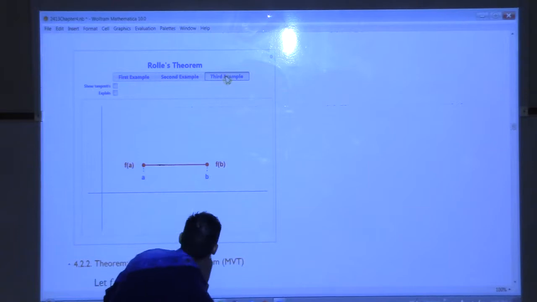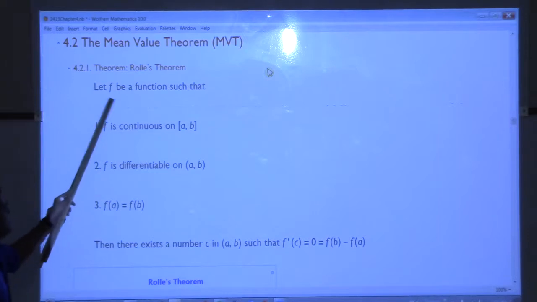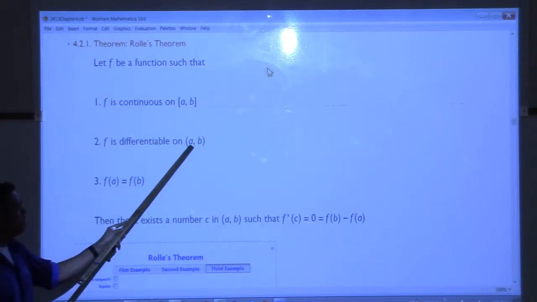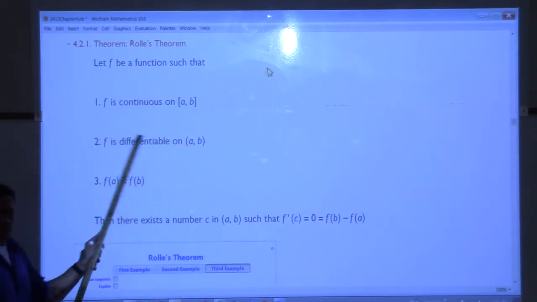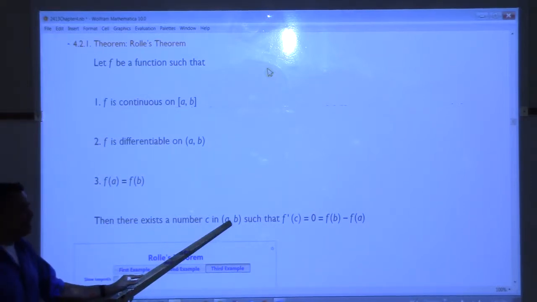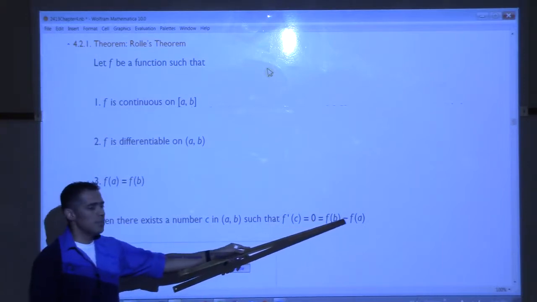So let's go back up and read Rolle's theorem now. Rolle's theorem says, let f be a function such that one, it's continuous on a closed interval. Two, it's differentiable on the interval. You don't even need differentiability at the endpoints, you just need it within the interval, so as long as we don't have corners or cusps. And make it so that the two endpoints have the same value. Then there exists some number c somewhere inside the interval such that the derivative at that point is 0, which is equal to the difference of the y coordinates.